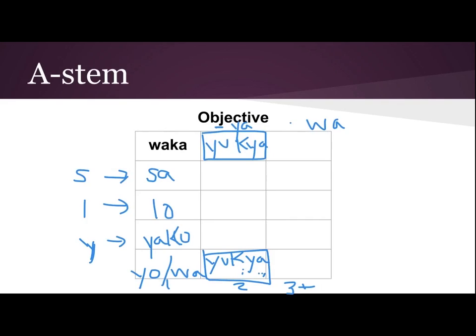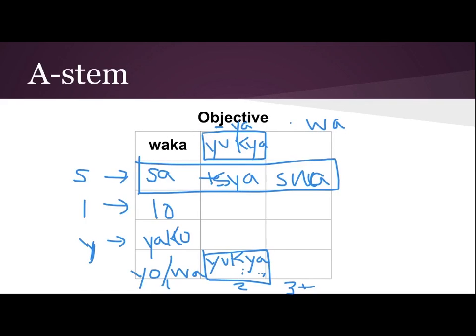So we have yungya. We also knew that in the A-stem subjective that this entire row was exactly the same. So if you want to go ahead and fill that in, you can go ahead and do that. We know that you two is ja, and that's T-S-Y-A. And this last one, you all, is swa. Sorry, S-W-A.